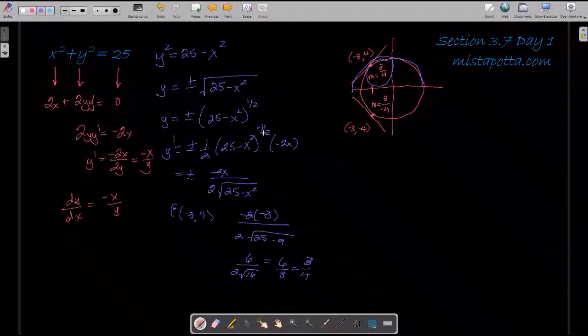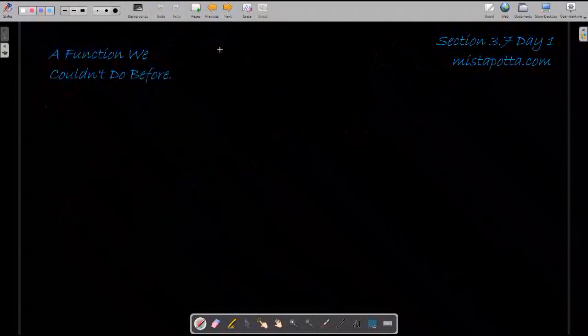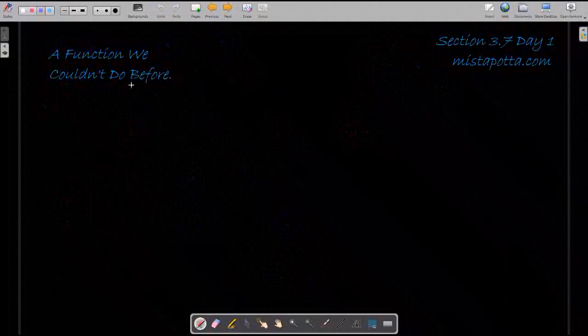So this implicit differentiation is a quite useful tool when we're dealing with relations, because it's often easier just to take the derivative and then solve for y prime than it is to solve for y first and then take the derivative. So let's do a more complicated example, one that we couldn't have done before. So let's take a look at this.